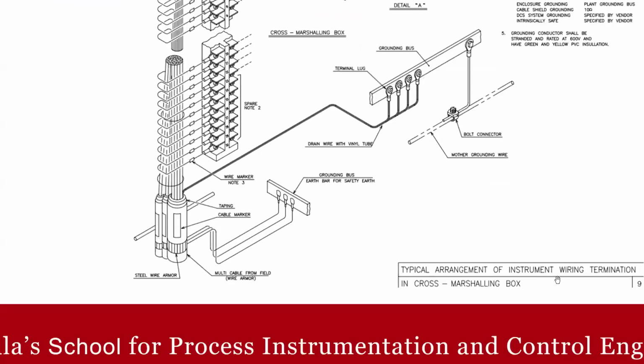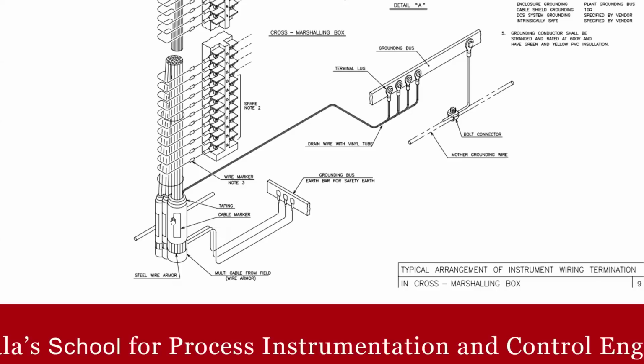So, the typical instrument wiring termination. This is your cable, steel wire armored cable. This is how you need to represent it. And you have this multi-cable, an armored cable, and here you need to do the earthing. This is a grounding bus, for the safety earth. This one you need to connect. This is a typical drawing.